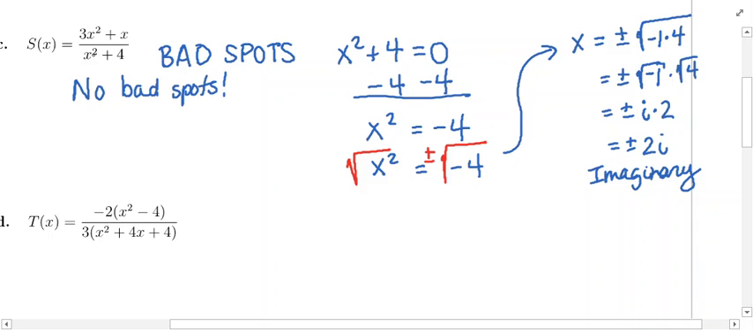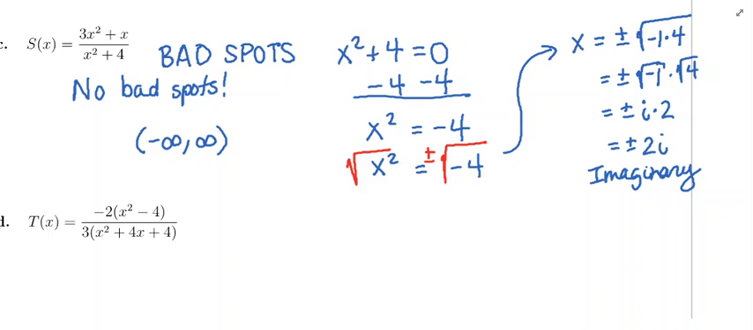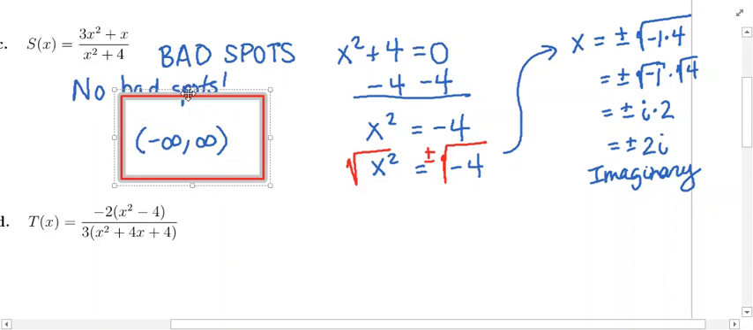And think about it. Whatever you plug in, positive, negative, or 0, you're going to end up squaring that number with the x squared. It's going to turn it positive or 0. So then you're going to add a positive number to it, so you're never going to get a 0 in the denominator. That makes sense. Since there aren't any numbers that you can plug in for x to make you have a 0 denominator, there's no bad spots. The domain here is going to be all real numbers. You can plug in anything you want. You'll never get into trouble.